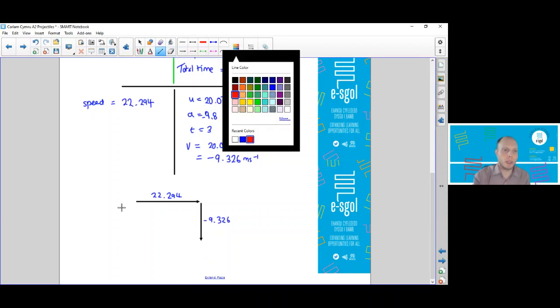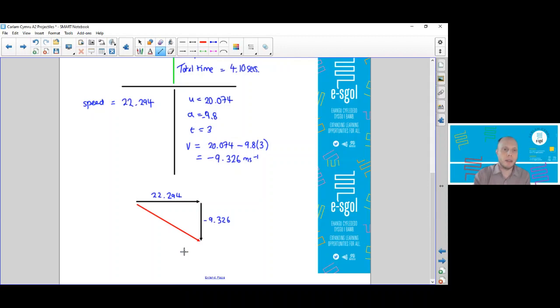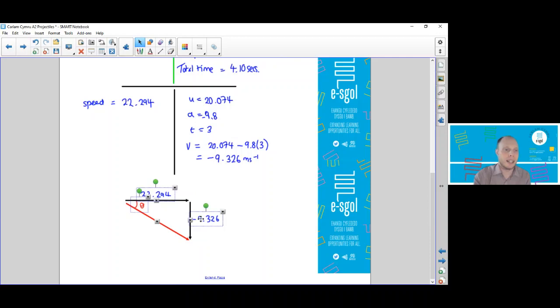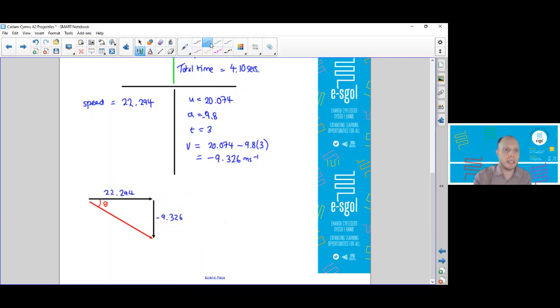And what do we want to know? Well, we want to know the speed. That's our hypotenuse, our magnitude, the resultant. And we want to know the angle in there. So a little bit like on my earlier slide, it's Pythagoras, and it's going to be tan. So if we do the speed first, the speed is just going to be the square root of 22.294 squared plus 9.326 squared. You could ignore the minus, it would come out when you square anyway. So the speed is 24.7 meters per second.